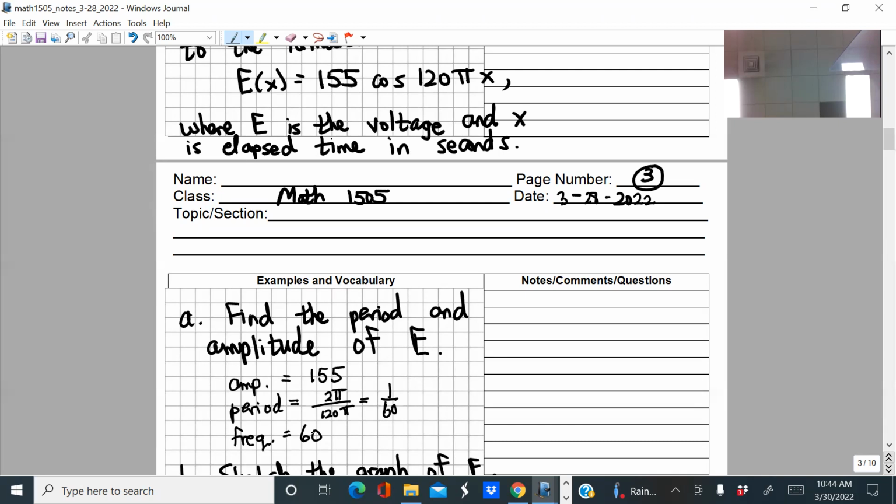So you may be wondering why is this called a 110 volt circuit? Because the amplitude is 155. It goes up to 155 and goes down to minus 155. So why do we call it a 110 volt circuit? Why isn't it called a 155 volt circuit, right? Okay.